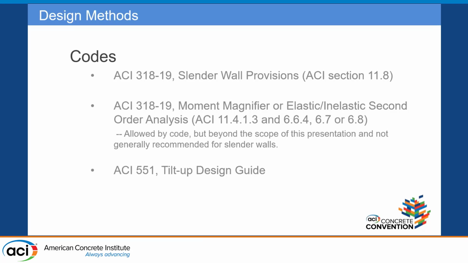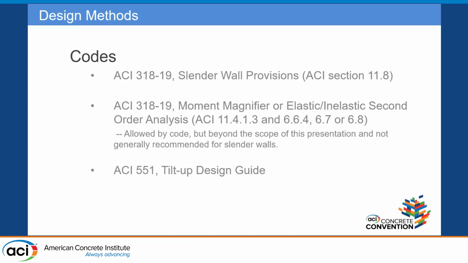Codes, so ACI 318-19, the references in here. When we talk about these slender wall provisions, we're typically talking about section 11.8 in 318. Chapter 11 of 318 is the wall design provisions, and it actually lets you use several methods. 11.8 is an alternate procedure. So that begs the question, alternate to what?